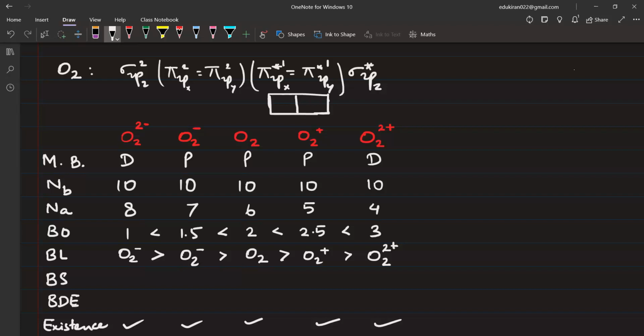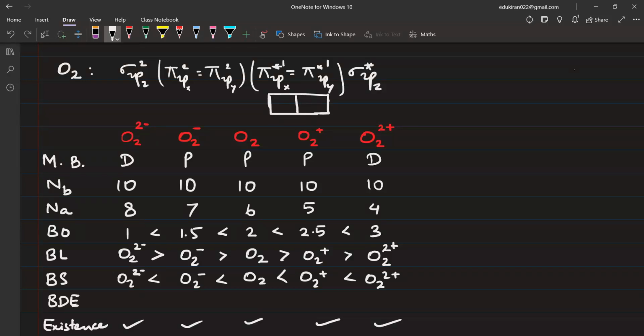Bond strength is directly proportional to bond order. So O2 2 negative, my bad, oops, then we have O2 negative, then we will have O2, then O2 positive, and then we have at last O2 2 positive.